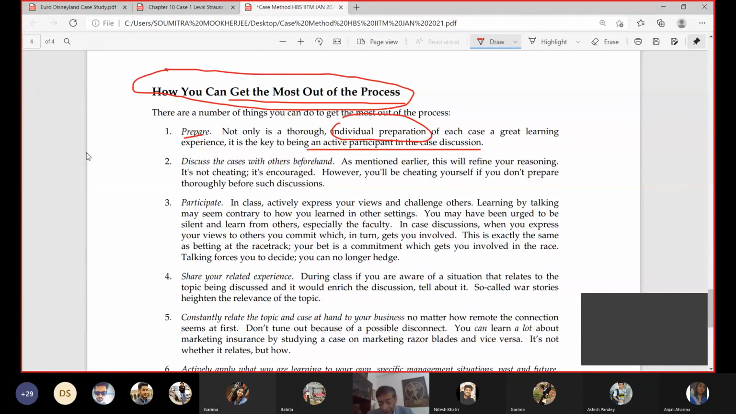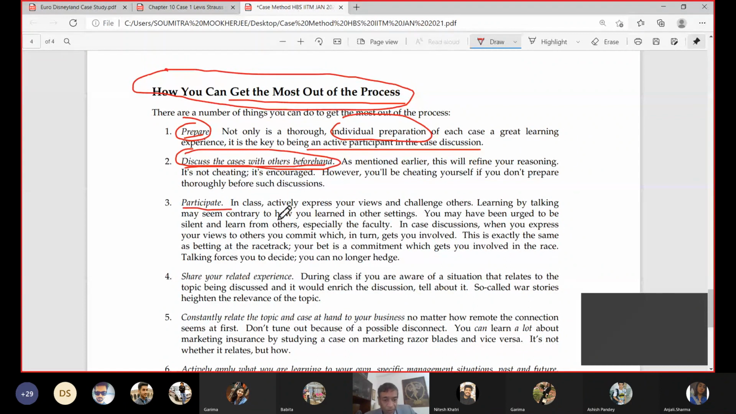Okay, Arpit, Babita, Bhavna, Bhuvnesh, Khushbu, Naman, Nitesh, Anjali, please remember, everyone in a group, when I do a case study, everyone studies the case. We share it with everyone. Do your individual preparation. Discuss the cases with others beforehand. The idea is that it will not encourage cheating. We don't encourage cheating. You refine your reasoning better. So prepare, share your thoughts with everyone else, discuss the case beforehand, and then prepare.